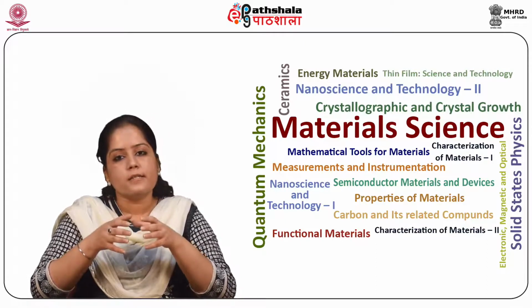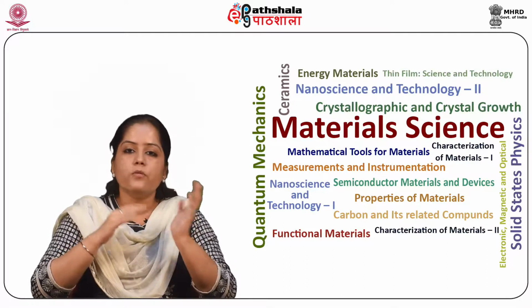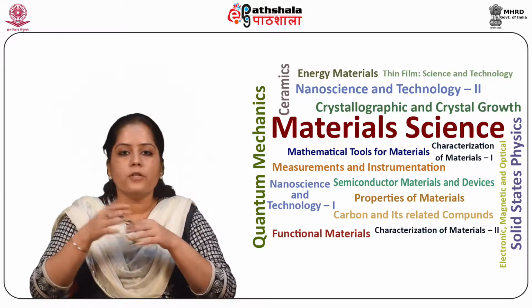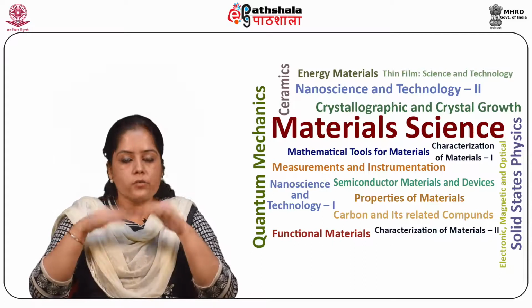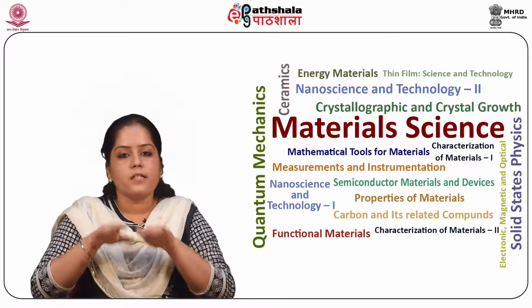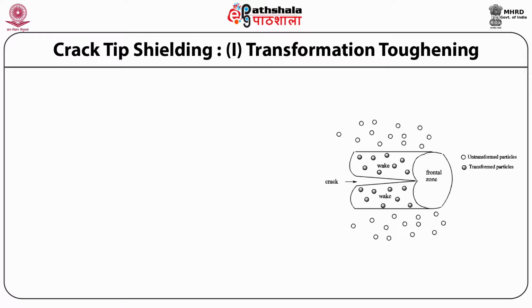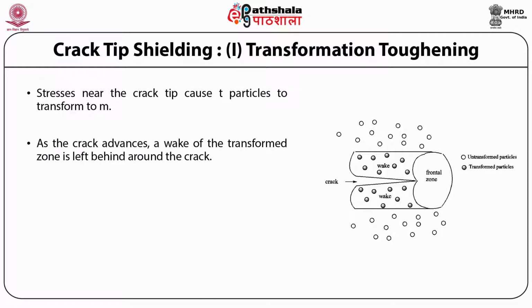Under external stress, a transformation from T to M occurs, with 7% shear strain and approximately 4% volumetric strain. This effectively reduces the stress intensity at the crack tip, leading to an increase in the fracture toughness. Crack tip shielding, transformation toughening. So continuing the discussion, stresses near the crack tip cause the T particles to transform to M. As the crack advances, a wake of the transformed zone is left behind around the crack.